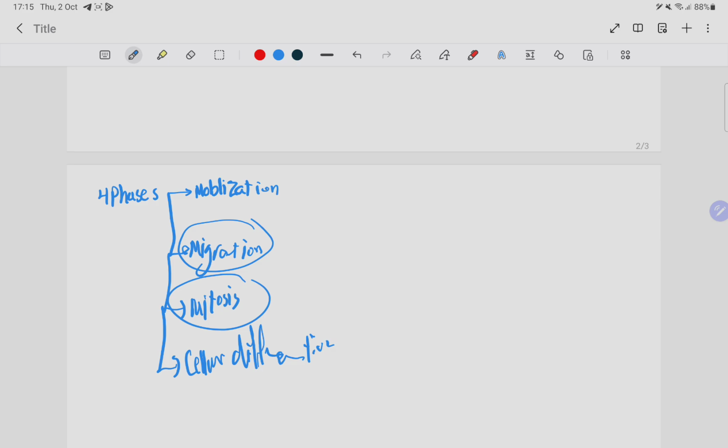And let's talk about number 3, which is the stage of mitosis. The epithelial cells begin to proliferate when they have covered the surface of the wound. And the last phase is cellular differentiation. The normal structure of stratified squamous epithelium is re-established, and the cells differentiate and the layers of the stratified squamous epithelium are reconstituted.